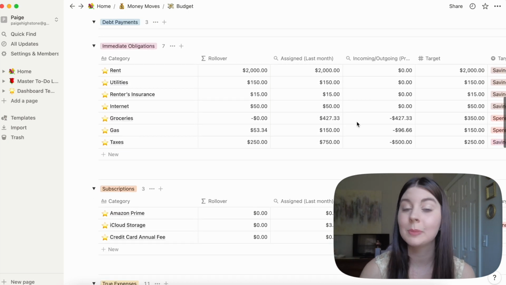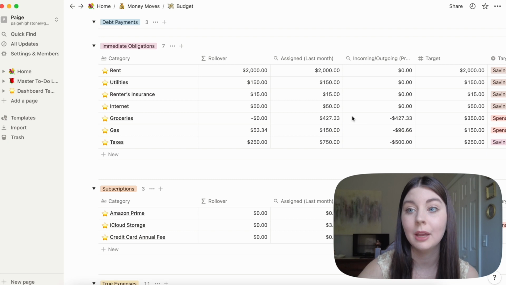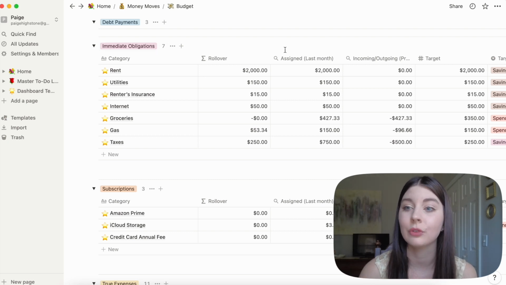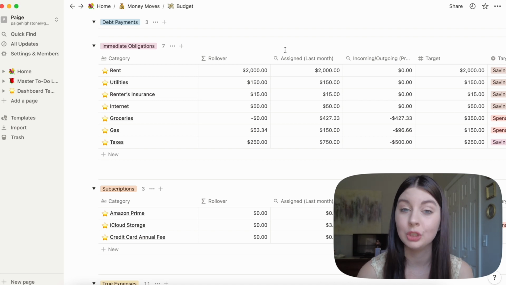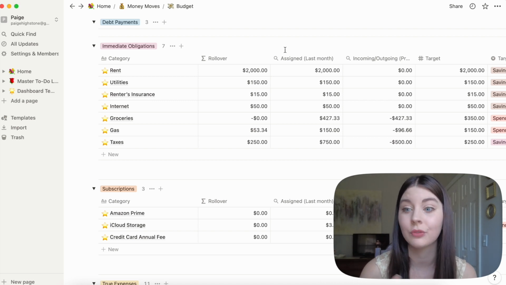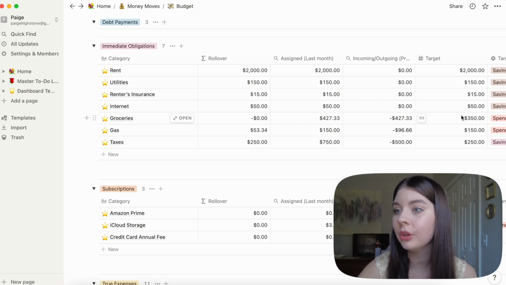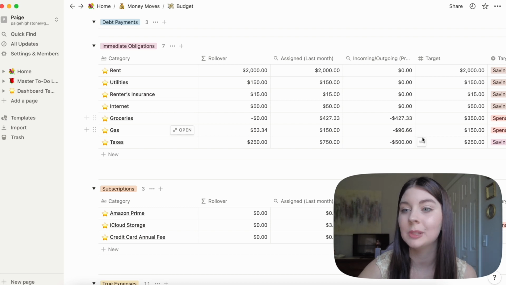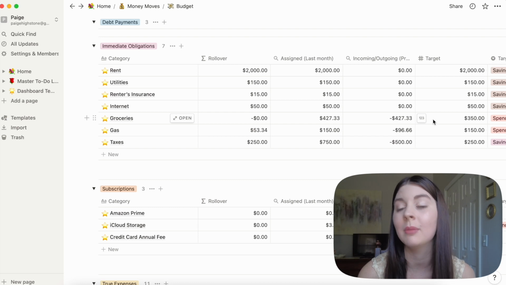Here's where the actual expenses start to come in. As I used to do with YNAB, I sorted it by different category groups. The first one being immediate obligations, which in a sense I consider my required expenses for the month, things that are bills that if I don't pay, I'm actually going to get penalized for not paying. So if we look here, you'll see that the first category that had spending was groceries. So we spent $427 on groceries in the month of April.